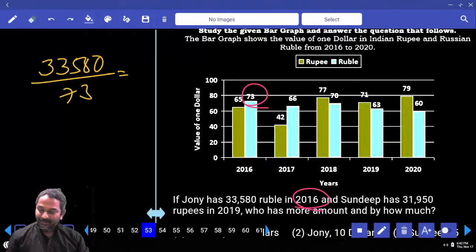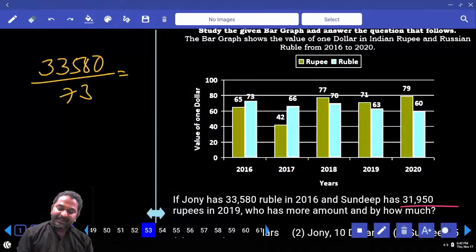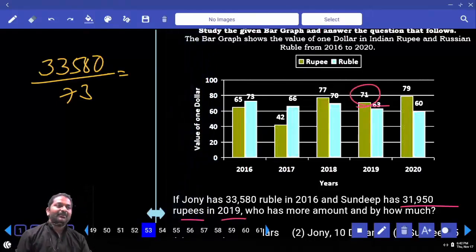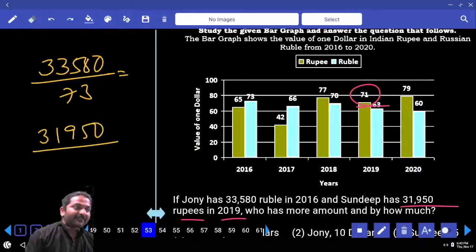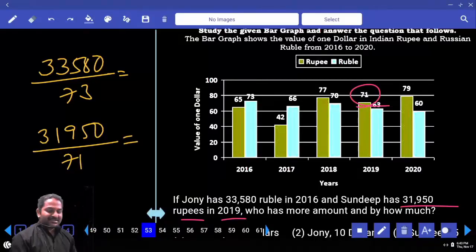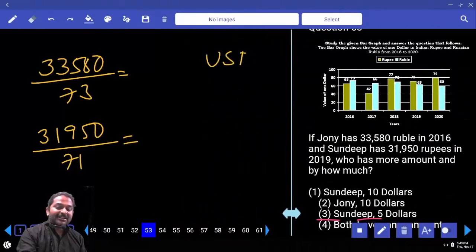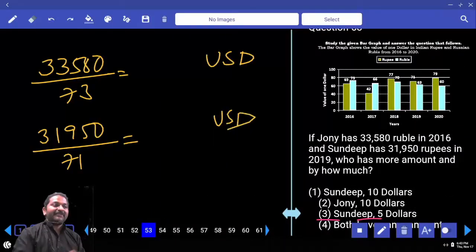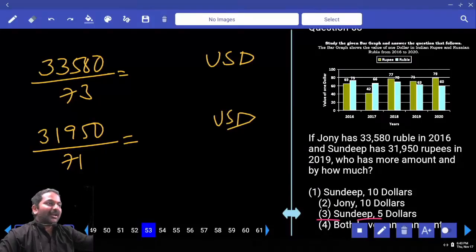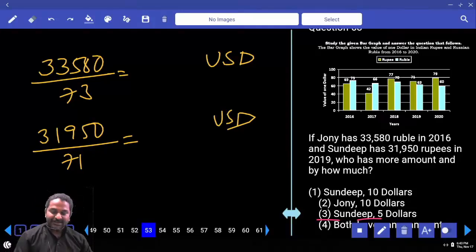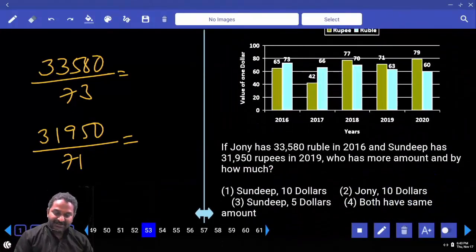Come on. Next, 31,950 Indian rupees in 2019. In 2019, one US dollar is equal to 71 rupees. That means 31,950 in terms of US dollars is divided by 71. When you calculate this, both the values are in terms of US dollars. With this, we can say which number is more and which number is less, and by how much more and how much less. Yes, that's what is required. Hope you can answer this question.